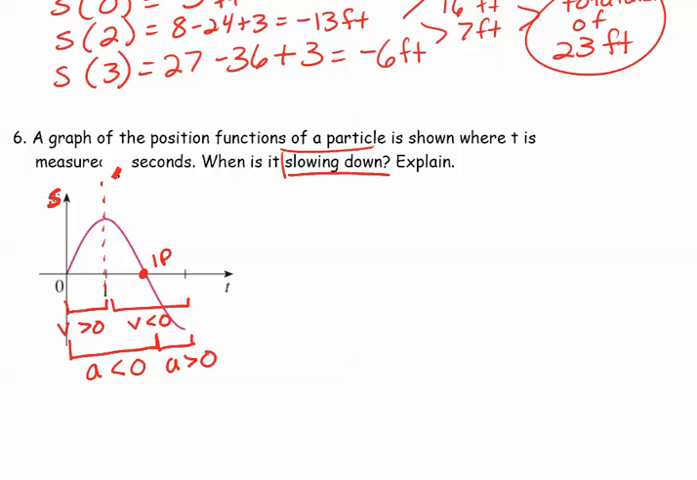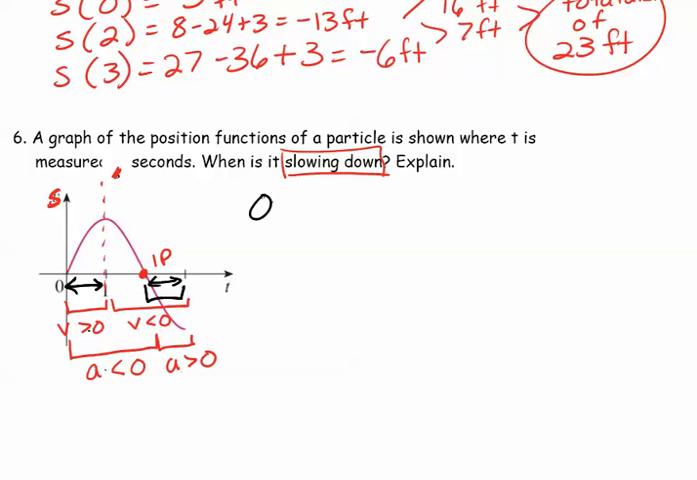So slowing down would mean that acceleration and velocity have opposite signs. So let's look carefully there. Where do they have opposite signs? We've got a positive and a negative between 0 and 1. Velocity is positive, but acceleration is negative. And then it looks like from 2 to 3, the velocity is negative, but the acceleration is positive.